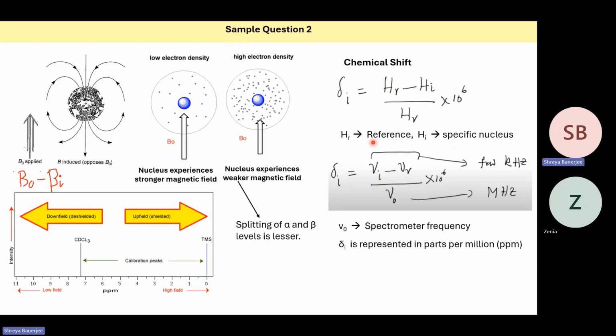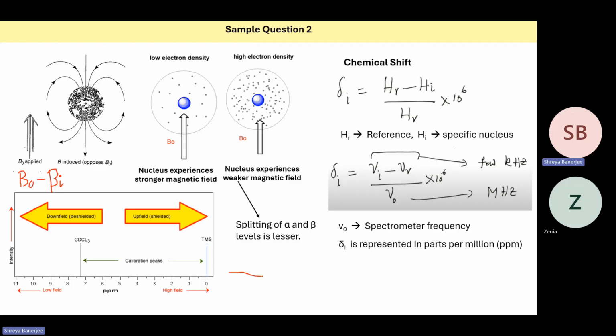Now, how is the chemical shift calculated? Spectrometer frequency is the same in both these cases, and you are taking the difference in the frequency of the nucleus you are observing and the reference. Reference is also the same in both cases. So mainly we have to look into the frequency of the nucleus that we are observing.